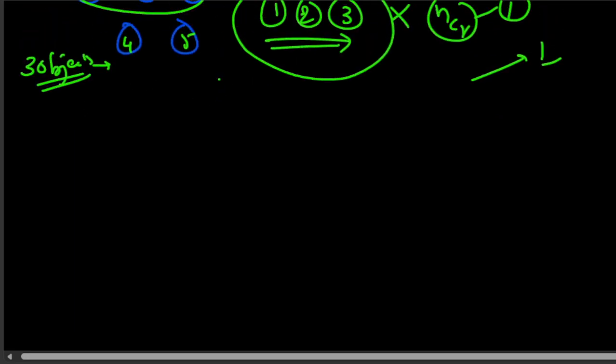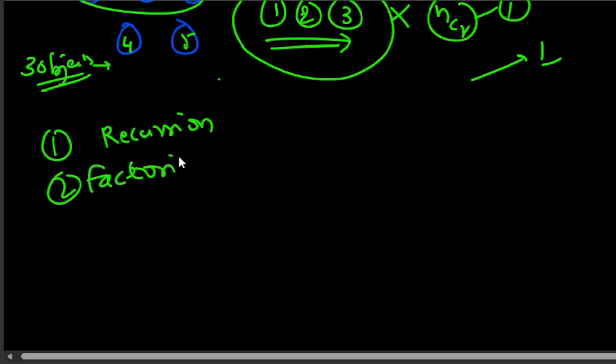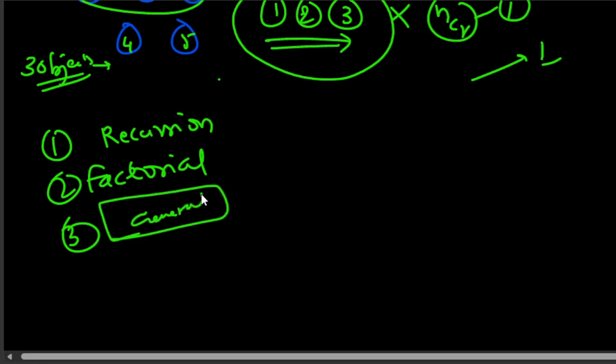First method I'm going to discuss is recursion, and second is the factorial method, and third method is basically to avoid heavy computation, that is a general method. I feel like this is the simplest of all. And fourth method is the logarithmic method.